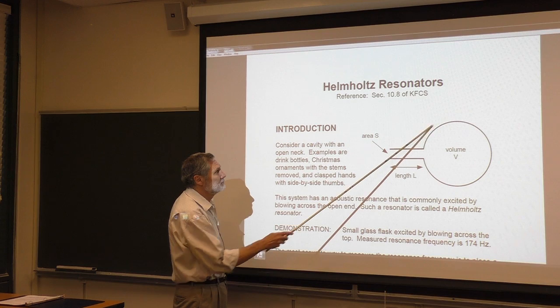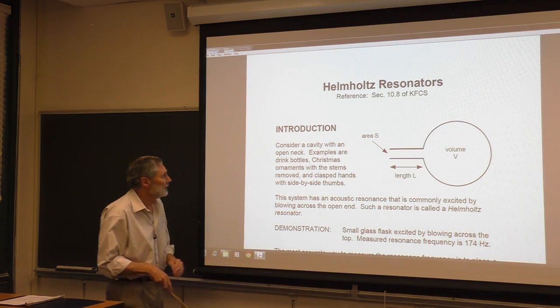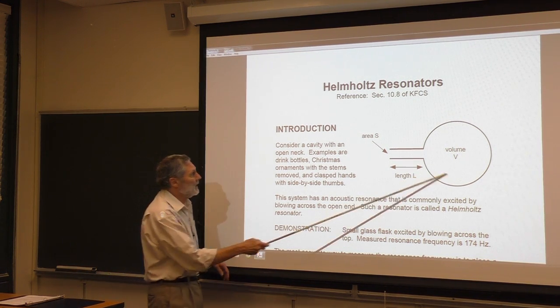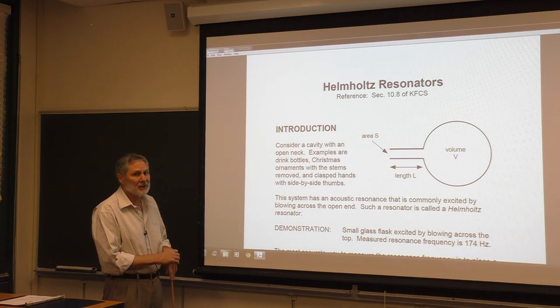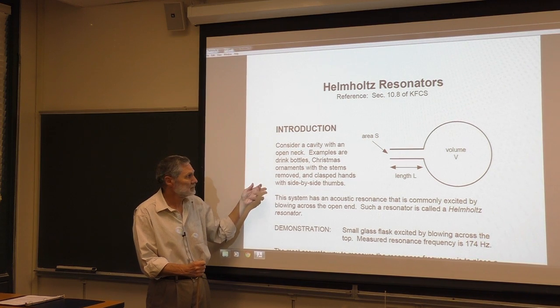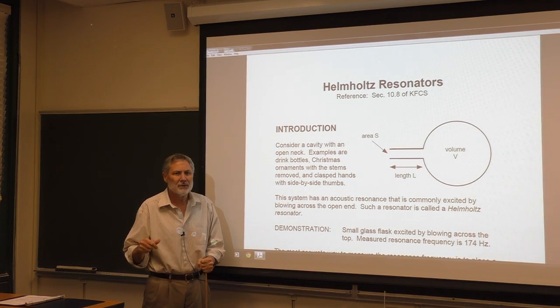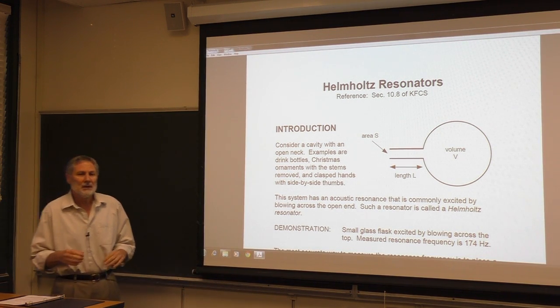volume. Normally it's a rigid volume with a neck connected to it like this. So this is a cavity with a neck. There are plenty of examples of this: wine bottles, beer bottles, all kinds of drink bottles, plastic bottles, Christmas ornaments if you remove the stems. All right, and a really annoying one if you have children.